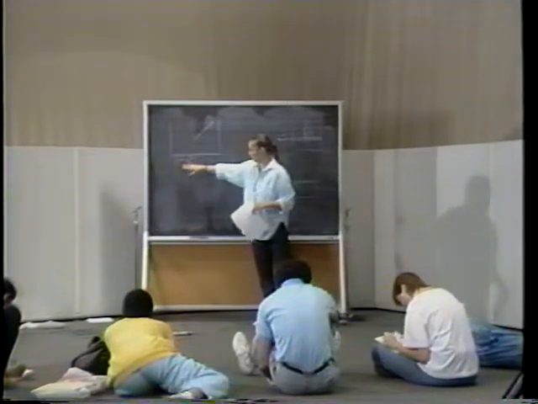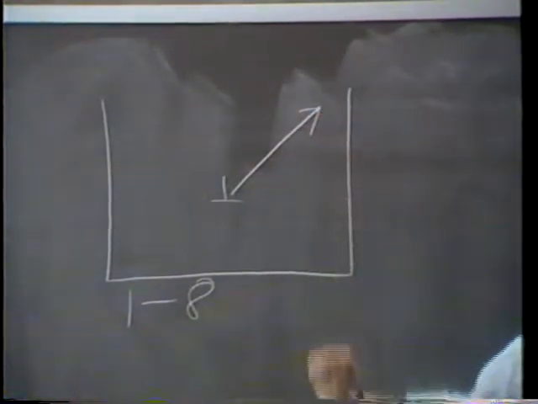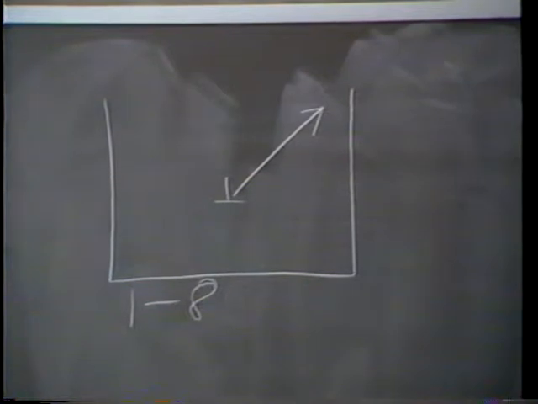For example, 1 to 8. It tells you that measures 1 through 8, this is the path that happens. So those are the measure numbers of the dance that that floor plan describes.